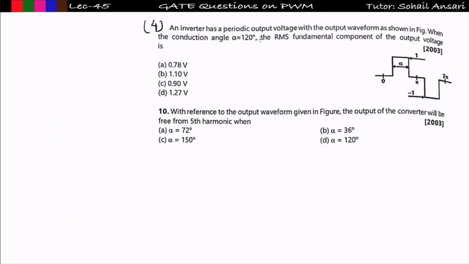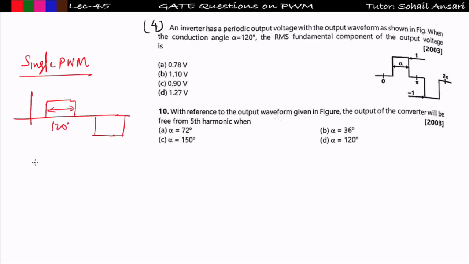See the fourth question. An inverter has a periodic output voltage with an output voltage as shown in the figure. The conduction angle alpha is given, equal to 120 degree, that is the pulse width. The RMS fundamental component of the output voltage is what? See, this is nothing but single PWM, and I already explained the concept. In single PWM, a pulse width of 120 degree is given. So I know 2D is equal to 120 degree, so D will come out to be 60 degree.